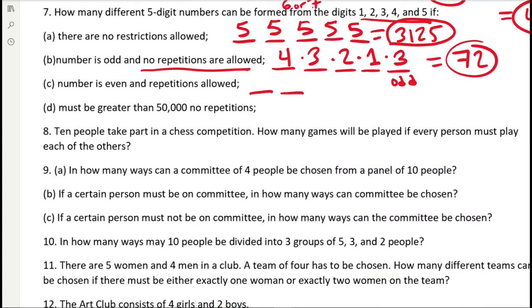Now the number is even and repetitions are allowed. So again, you got the 5 slots. This has to be an even number now. And so you have 2 and 4, so there's two ways of doing that. Repetitions are allowed here, so you can still use those even numbers, any of those, as well as the odds. So you got 5 choices for your first number, and then since repetitions are allowed, you still got 5 options, you still got 5 options, and you still got 5 options. So you multiply those together, and you get a total of 1,250.